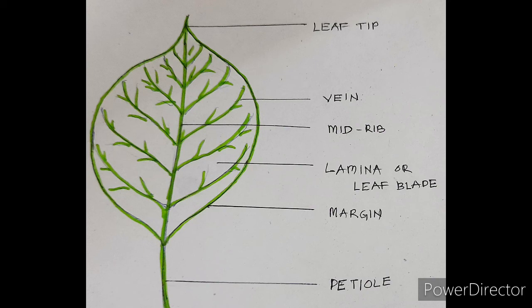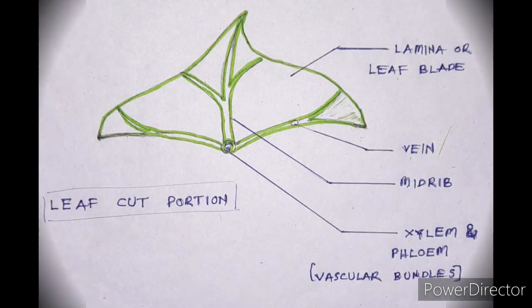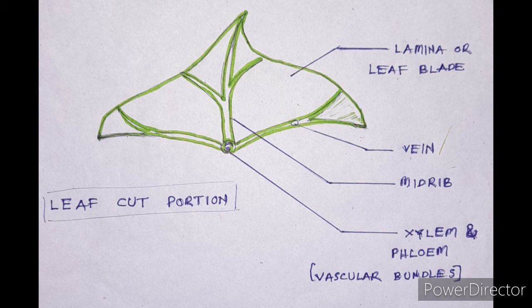So this picture tells us all the parts which are present on the external surface of the leaf. If we have a primary idea on it, we can understand internal structures also. Now let us see the cut portion of the leaf. This is the cut portion, half of the leaf. It shows the lamina or leaf blade, side veins, and the middle midrib. We know that the midrib contains vascular bundles, xylem and phloem. This cut portion can be magnified under a microscope.